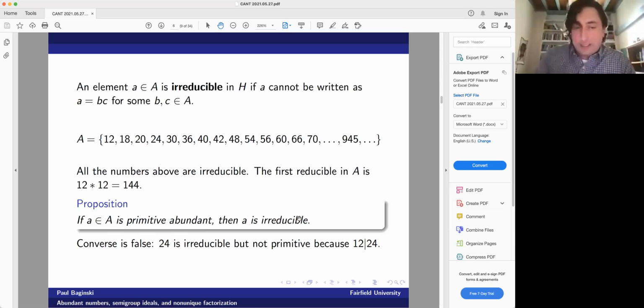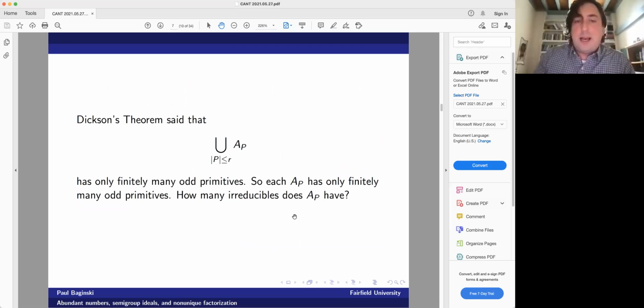So then the question is, Dixon proved that if you range over all the primes, subsets of the primes of a fixed size, and you look at all these restrictions, you get only finitely many odd primitives. And in particular, any one of these restrictions has only finitely many odd primitives. So the question was, how many irreducibles do we have?